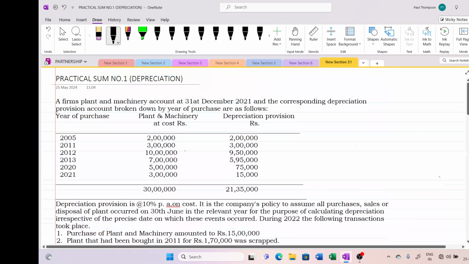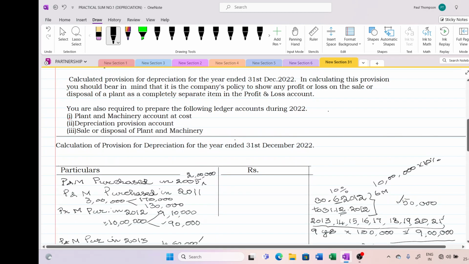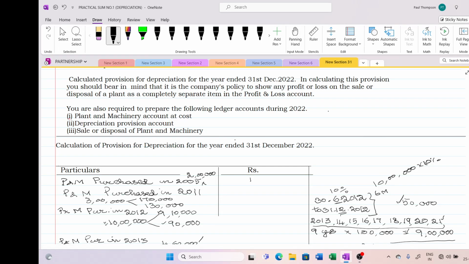The first machine, in the year 2005, 2 lakh rupees cost, is totally depreciated. So we need not depreciate further. We cannot do so also, as there is no book value left. Already 2 lakh is depreciated. The same is the case for the machine purchased in 2011 for 3 lakh rupees. This is also totally depreciated. So provision is already available for 3 lakh.